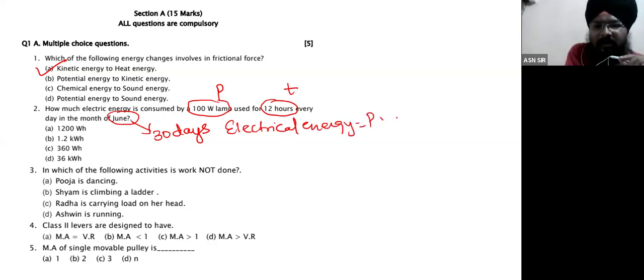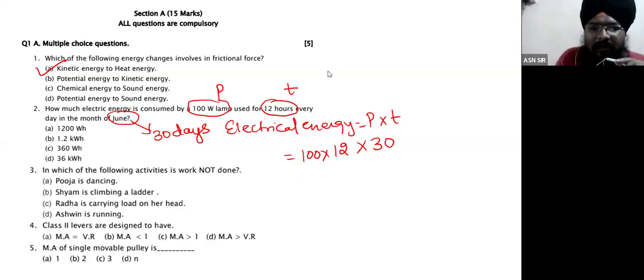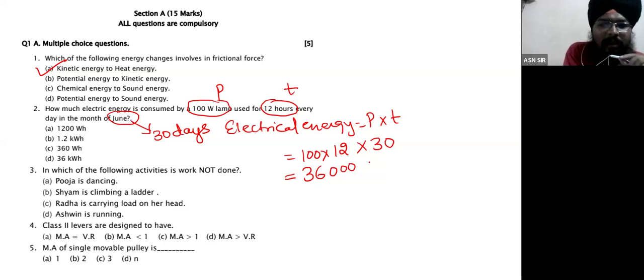We know that electrical energy is power into time. So that will be 100 multiplied by 12 hours each day in the month of June, so 30 days. That will be 100 into 12 into 30. When you multiply this, the answer will be 36, since 12 threes are 36, and 3 zeros. 36,000. But see the unit.